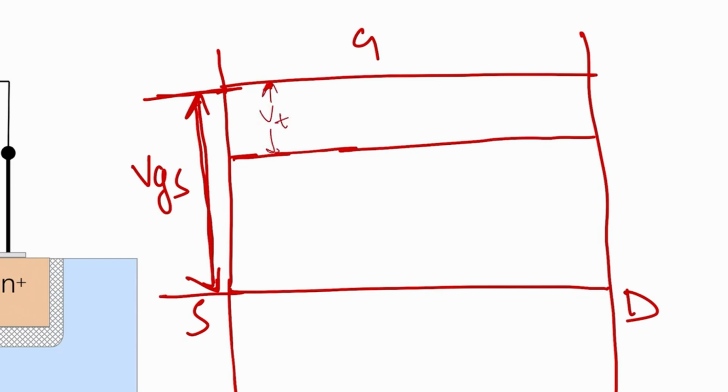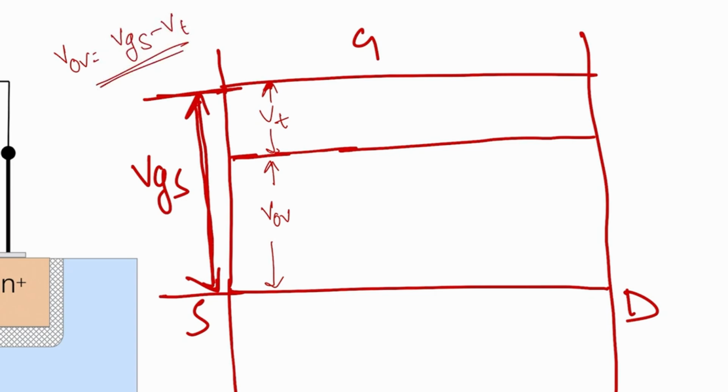This voltage is VT, and this will be VGS. So what will happen? This will be V overdrive. Why? As V overdrive is equal to VGS minus VT. I think you already understand this concept.